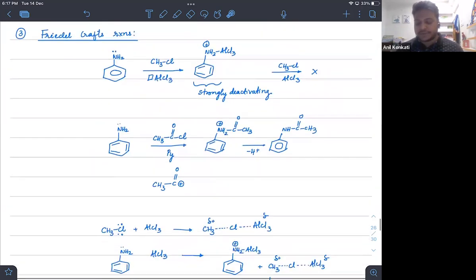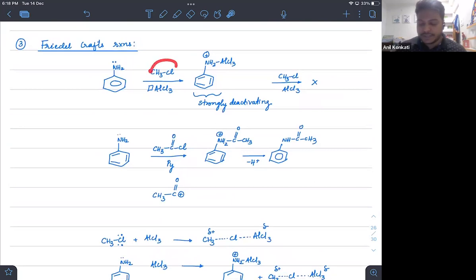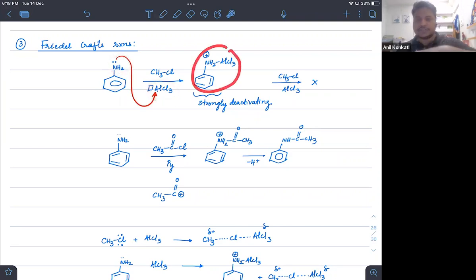Next, Friedel-Crafts reaction. If aniline is treated with CH3Cl and AlCl3, correct? Instead of making it an electrophilic aromatic substitution, the lone pair directly attacks AlCl3 because it makes an acid-base reaction. This will act like a Lewis acid and aniline will act like a Lewis base, making a salt form, which is a strongly withdrawing group. And once you have a strongly deactivating group, the reaction will cease here itself. Hence, that's why we say that aniline compounds will not show Friedel-Crafts reactions, correct?